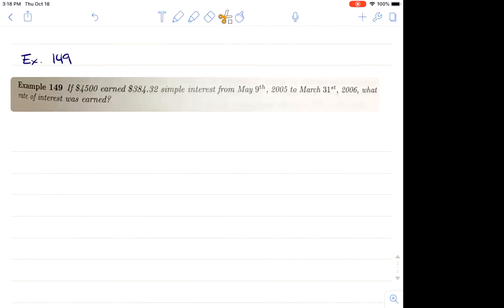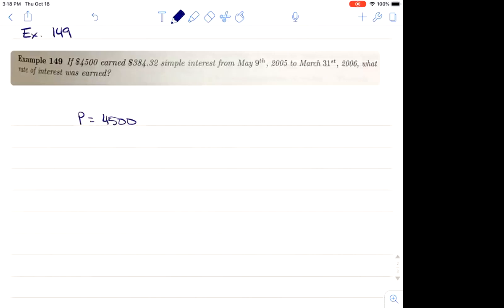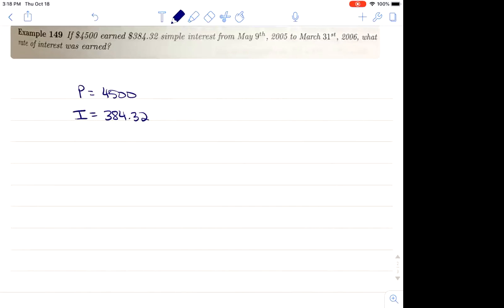First, let's list what we have here. P, the principal amount, is 4,500. We're told I is 384.32. We're not given T, but we have the days that we got the deposit and the withdrawal. We denote it: date 1 is May 9th, 2005, and date 2 is March 31st, 2006.